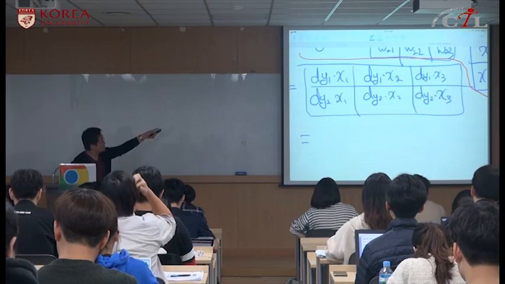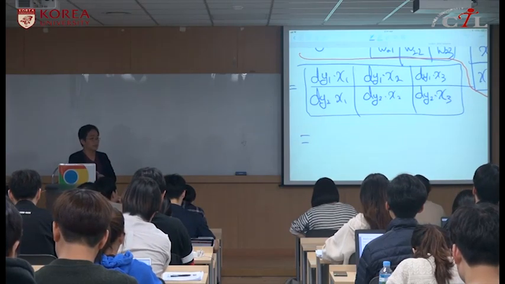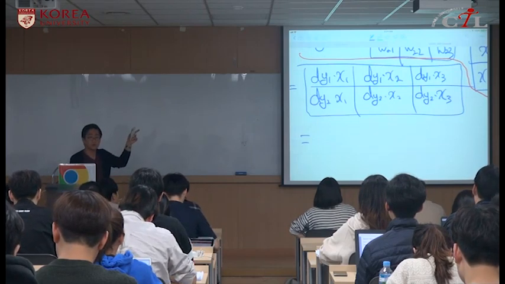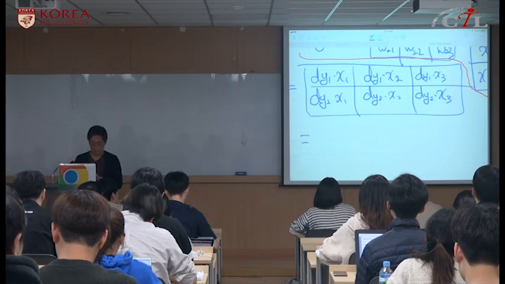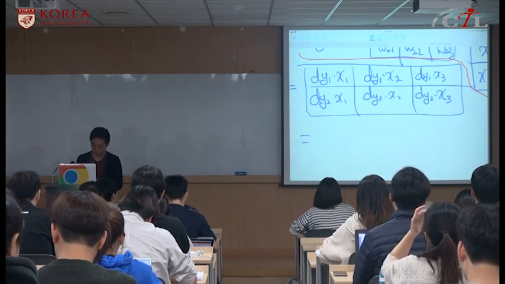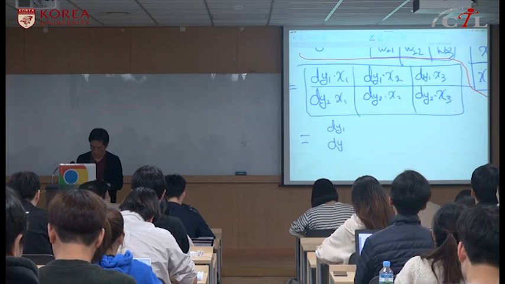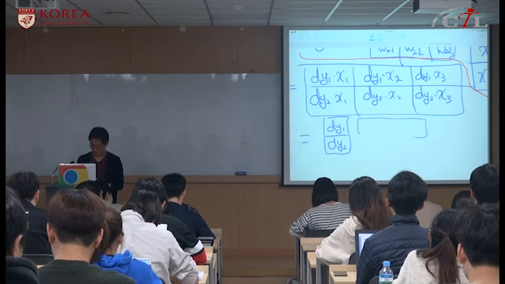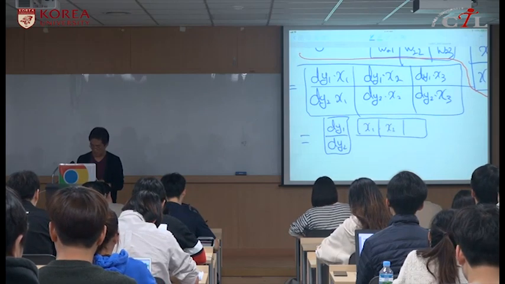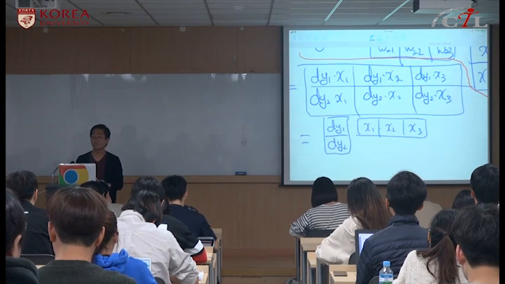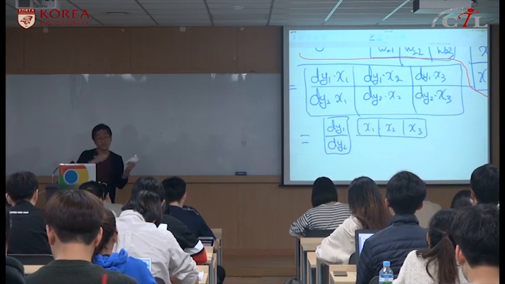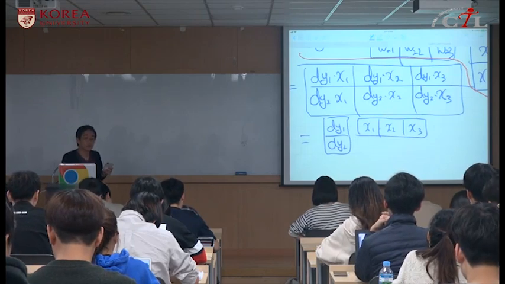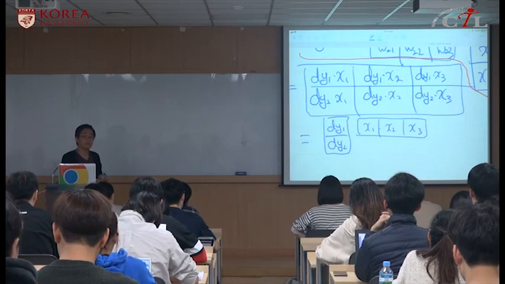As you can see, each column will all have the elements dy1 and dy2, and all rows will have x1, x2, and x3. So it can be factorized into this form: dy1 and dy2 as a column vector, and x1, x2, x3 as a row. This was part of the four different perspectives of matrix multiplication, right?